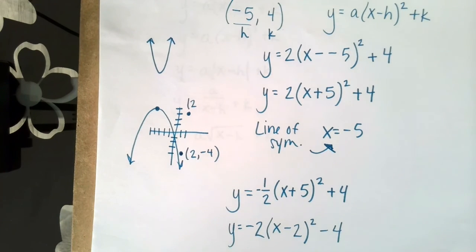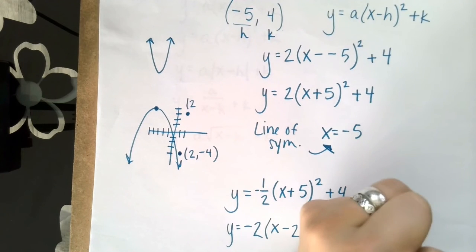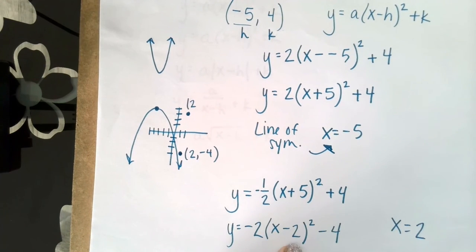And now in this case, my line of symmetry would change because it's now at x equals 2, because that is the h value or the x of my vertex. So when you do this problem, you're going to have to use your own numbers. Don't use the ones that I used here. And then you will be able to write your equations using the same method.